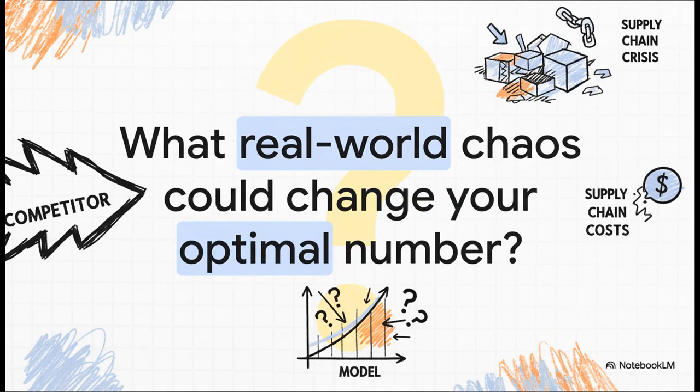So I'm going to leave you with a question to chew on. We found our perfect number in our perfect little mathematical world, 40,000 units. But what happens when the real world's chaos kicks in? What happens to our beautiful parabola when a new aggressive competitor slashes their prices? Or a global pandemic disrupts our supply chain and doubles our costs? How do those real-world shocks change our model and ultimately change our decision? That right there is the next level of business analysis.